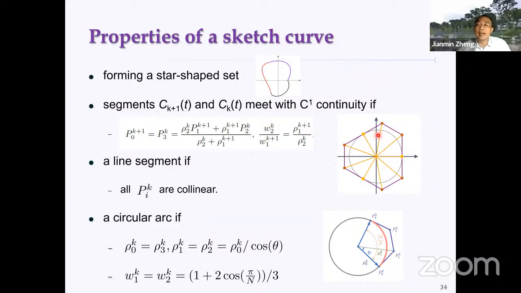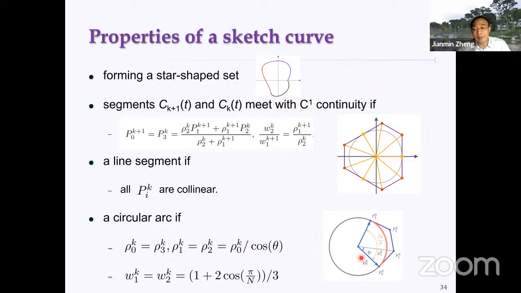And you can say for each segment, if all the control points are collinear, like on the same line, then we can say this curve is a line segment. And this is due to the well-known convex hull property of the rational Bezier curve. In particular, since we're interested in the circle, we can prove that. Actually, you can find the proof in the appendix of our paper.